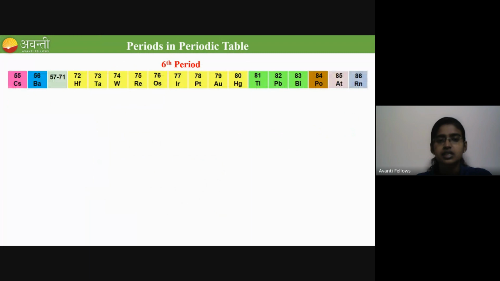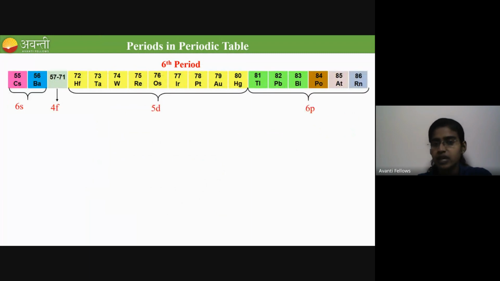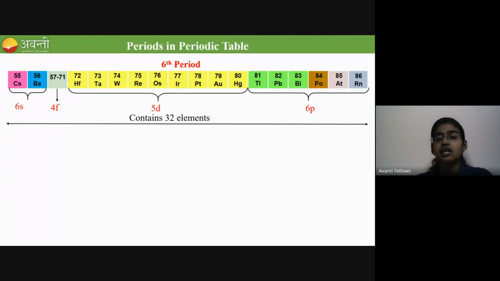It consists of 6s, 4f, 5d, and 6p. So totally, how many elements does this particular sixth period contain? It contains 32 elements. You might be thinking where the 32 elements are located here. Only very few elements are seen on the screen. Where do the remaining elements come from? They come from the 4f part.